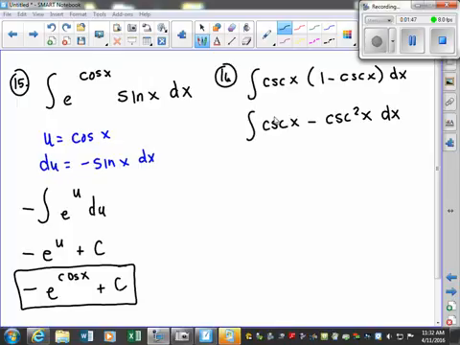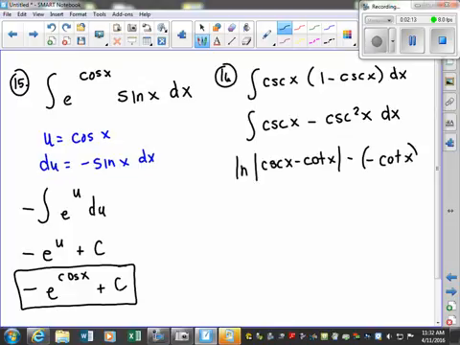Okay, so now if I break this apart individually and do this one, this is one that we learned today. So this one is just going to evaluate to the natural log of cosecant x minus cotangent x. Whoops. Let me fix that. And then the integral of cosecant squared x is just going to be negative cotangent x. And then we have plus a constant. Alright, and then we could rewrite this minus a negative. So we could do one more step and just natural log cosecant x minus cotangent x plus cotangent x plus a constant.